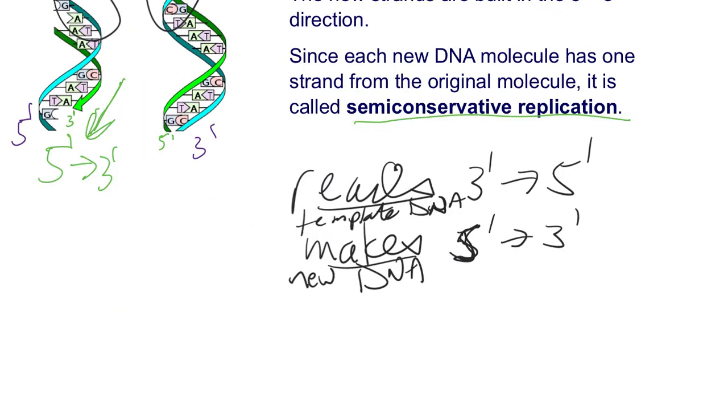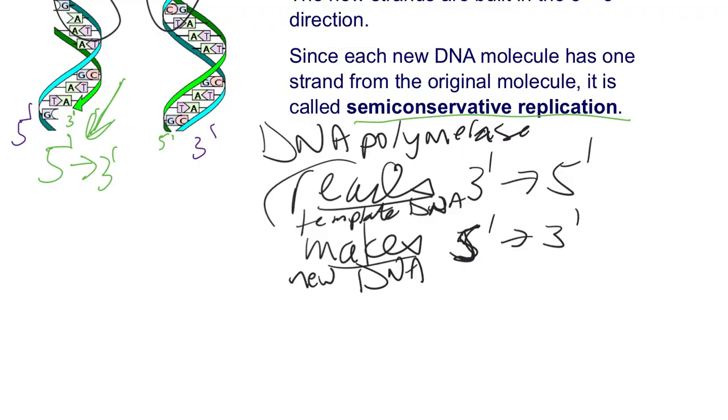DNA polymerase means an enzyme that makes a polymer. DNA polymerase reads the template DNA in the 3 to 5 prime direction, but DNA polymerase makes the new DNA strand in the 5 to 3 prime direction.